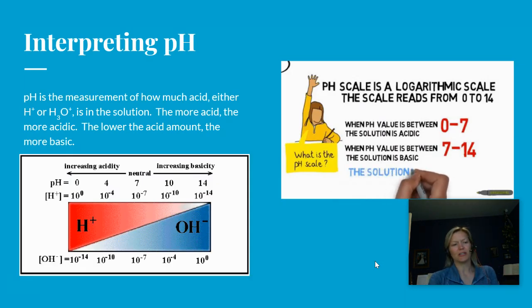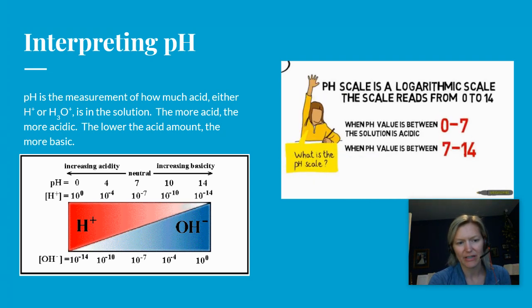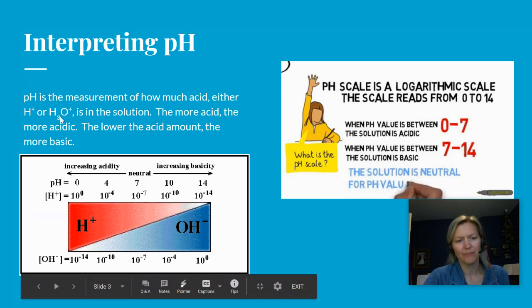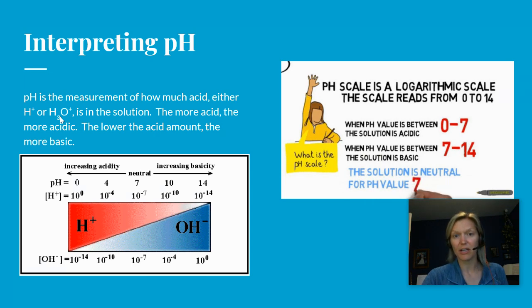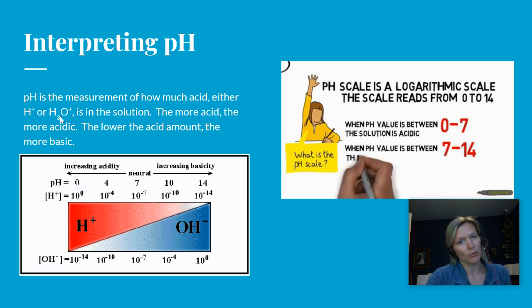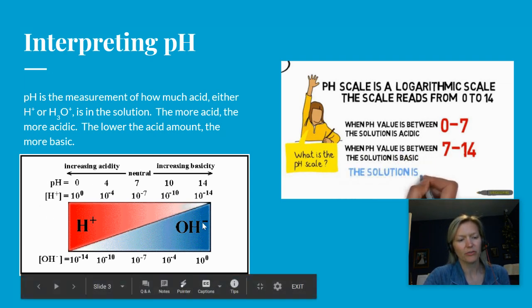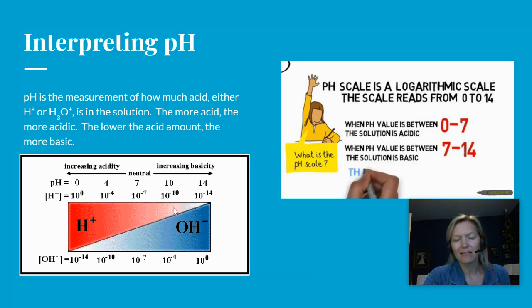Okay, so interpreting pH. pH is measuring how much acid there is. That acid is going to be in the hydrogen ion or hydronium ion in the solution. The more acid, the more acidic, which makes sense, which means the lower the pH. So please be careful of that. Now down here, we have this great little diagram. The lower the pH, the more acid. The higher the pH, there is still acid there. Remember that. It doesn't completely go away. It's just that there's a lot less.